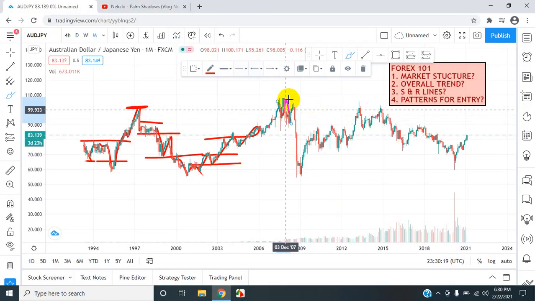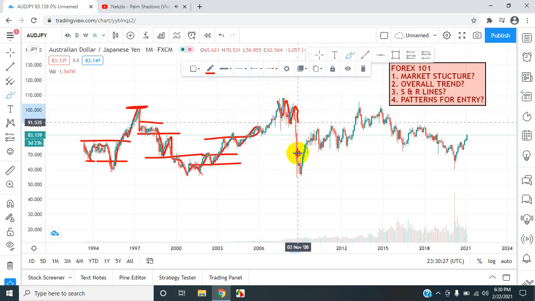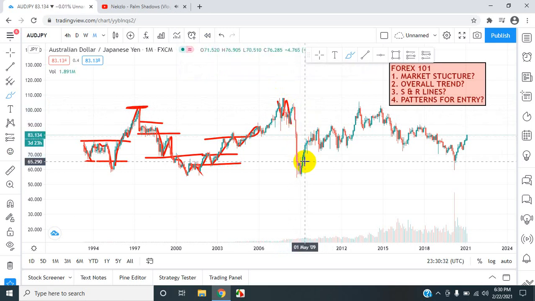So that's the third leg of the W, and then we have the fourth leg of the W for the push up, and then it's supposed to retest somewhere here, but it didn't retest, so the market just pushed straight down, and it was a hard drop too. Let me erase that.